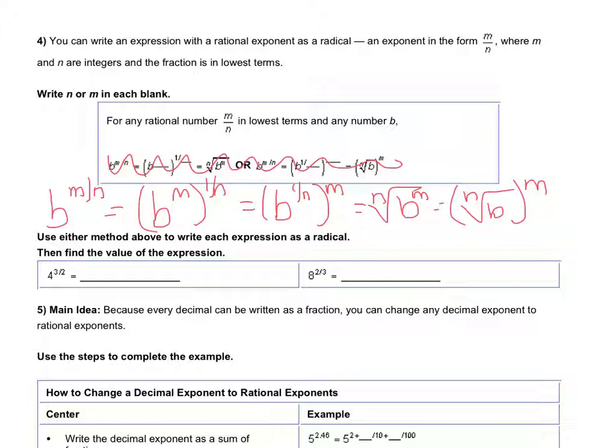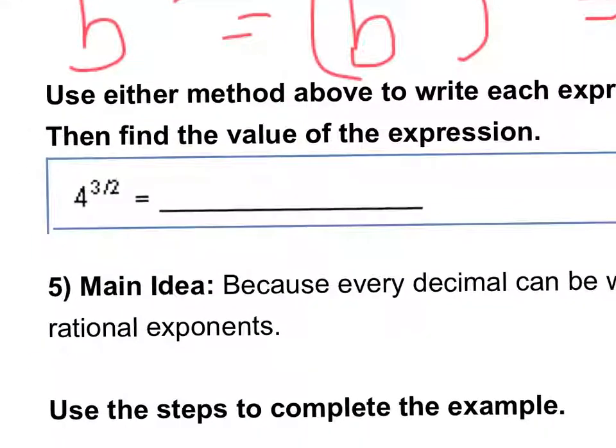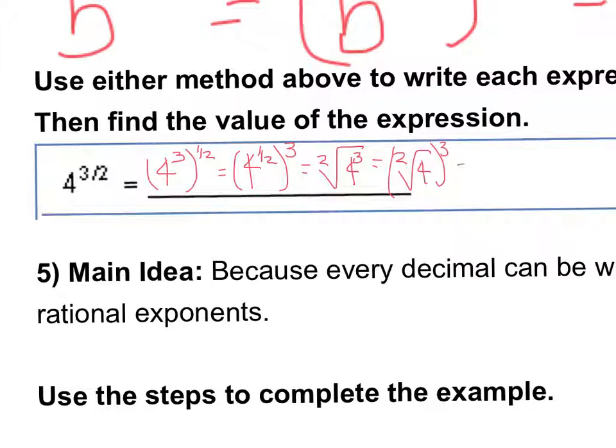So taking that and actually doing something with it, so I have 4 to the 3 over 2, and it asked me how else I can write that. Well, I could write it as 4 cubed, and then on the outside, 1/2. Or I could write that as 4 to the 1/2 on the inside and 3 on the outside. Or I could write that as the square root of 4 cubed. Or I could write that as, in parentheses, the square root of 4, and then all of that cubed. Well, no matter what, when I actually solve this, I'm actually going to end up with 8.